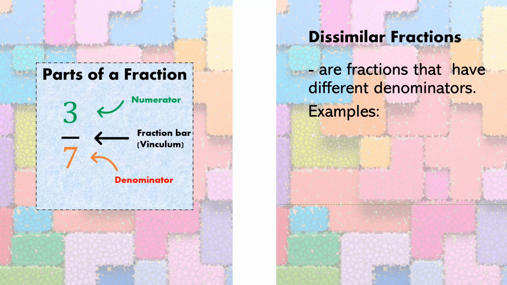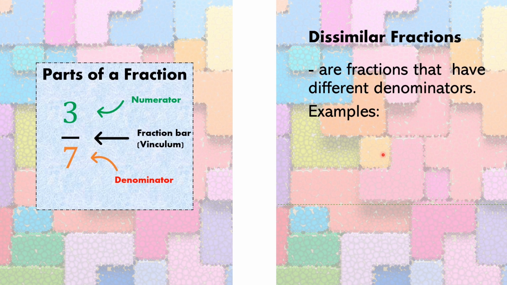Okay, now let's go back to some basic concepts about fractions. The parts of a fraction, for example 3/7: the number on top is called the numerator and the number at the bottom is called the denominator. Of course, the symbol used in a fraction is what we call the fraction bar or the vinculum.